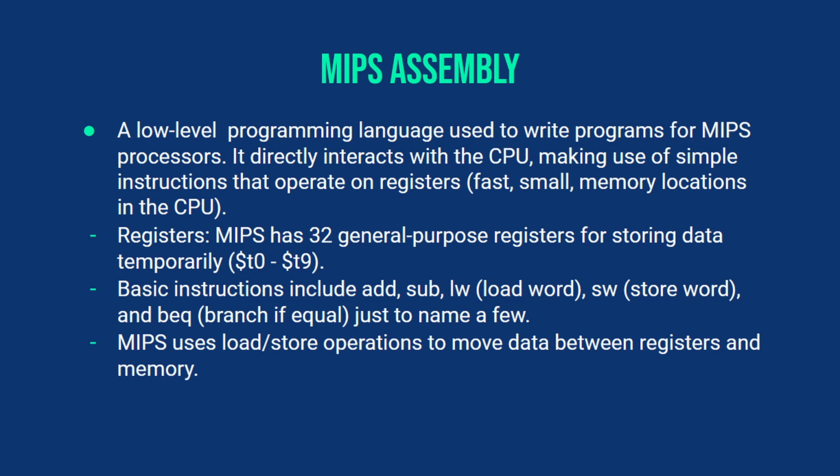The registers being that it has 32 general-purpose registers for storing data temporarily, for example, from register 0 to register 9. Basic instructions include add, sub, load word, store word, or branch if equal, just to name a few at least. MIPS also uses load store operations to move data between registers and memory.